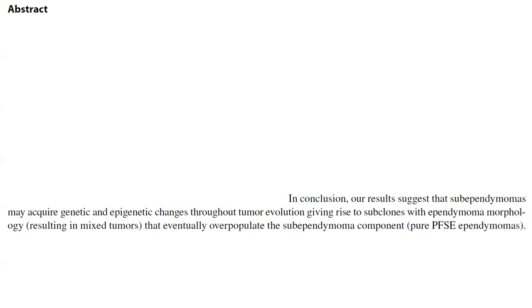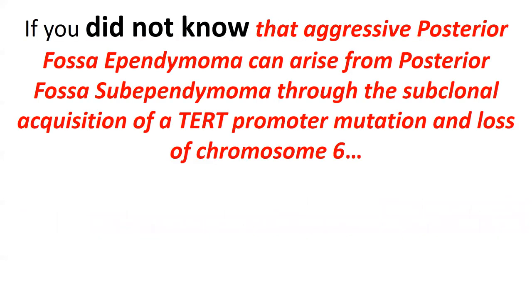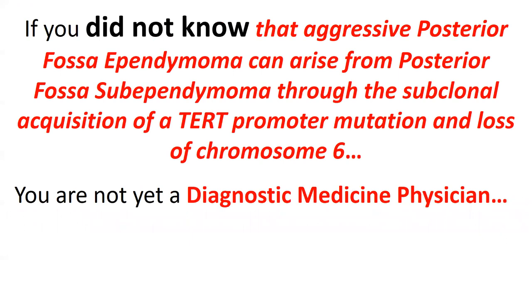So everyone got that? The concept is some of these aggressive ependymomas of the posterior fossa, which seed the CSF like our patient, actually arose from subependymomas. How cool is that? And we have two signatures, loss of chromosome 6 and the classical TERT promoter mutation, which are going to predict this aggressive behavior. If you did not know that aggressive posterior fossa ependymoma can arise from posterior fossa subependymoma through the subclonal acquisition of TERT promoter mutation and loss of chromosome 6, you are not yet a mature diagnostic medicine physician. Join the club. Neither am I, and we never will be.